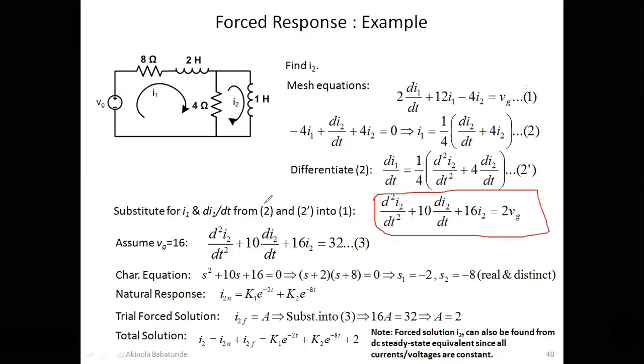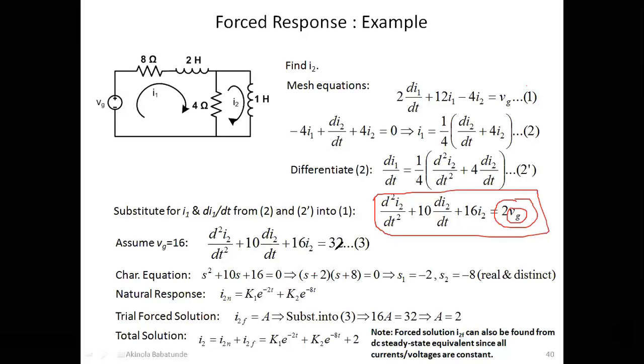In many questions you will be told what to do. You would have an idea of what your Vg is if you are given a question like this. But for the sake of explanation and your understanding, we're assuming that the forcing term here is constant. So to make it constant, let's just make Vg 16. 16 times 2 will give us 32. If you do that, you come up with this particular expression.